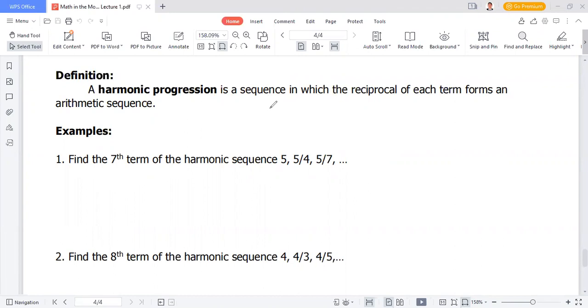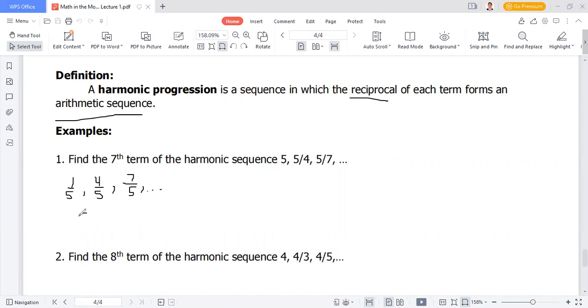Okay. So, wala man formulang binigay, but dito sa definition, yung reciprocal daw ay arithmetic. Meaning, pwede natin kunin muna yung reciprocal and then apply natin yung arithmetic. May formula sa arithmetic. Okay? So, reciprocal nito, 1/5, 4/5, 7/5. Hanapin natin yung pangpito nito. Okay? Tapos, baliktarin na lang natin para maging harmonic.